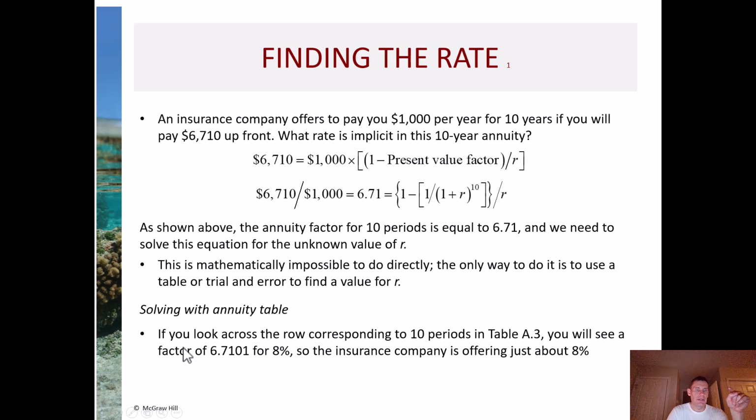and you'll see a factor of 6.7101 for 8%. Okay, so think about, we've got the 6.71 up here, right? So we're looking at the 6.71, and we're saying, let's find which value in our table is closest to the 6.71. And it's this 6.7101, slightly over, but that's okay. So the interest rate is 8%. Technically, it's just over 8%, but we could just say it's 8%. That's fine.